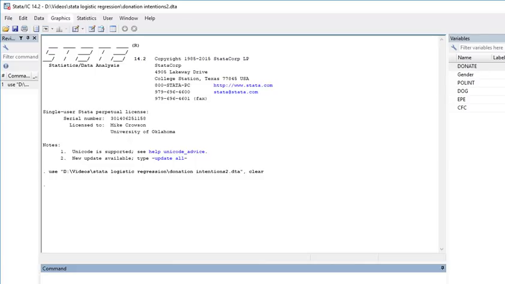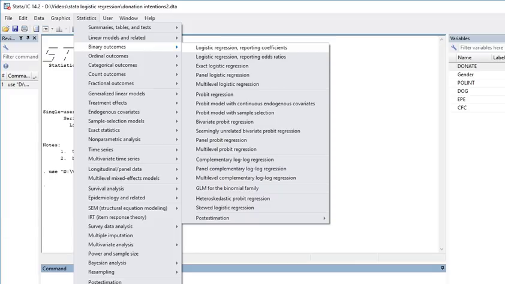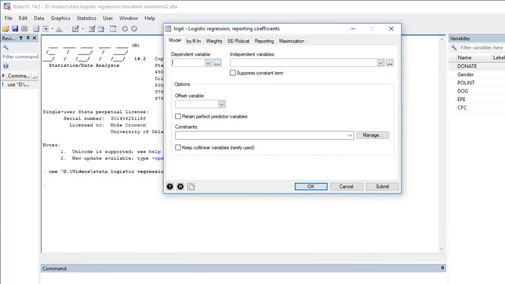So to carry out a basic logistic regression using the menu option, we'll go to Statistics, Binary Outcomes, and go to Logistic Regression. We actually have a couple of options. I'm just going to stick with this one for the time being. We'll click on Dependent Variable and Donate. So that's our outcome variable. And like I said, the value of 0 represents intention not to donate. A value of 1 represents an intention to donate.